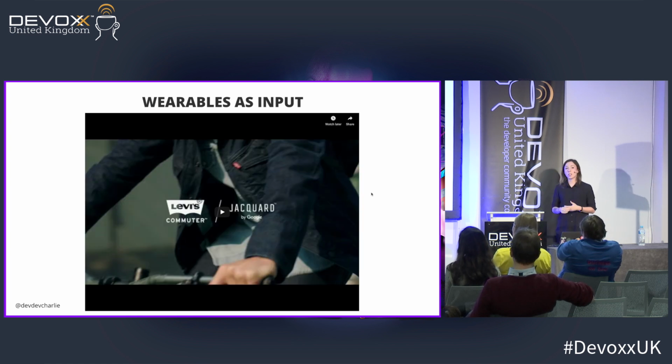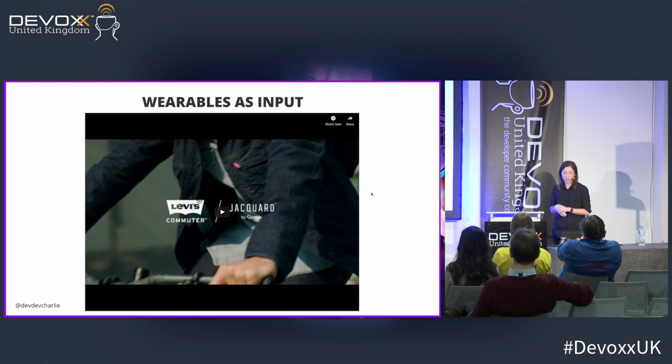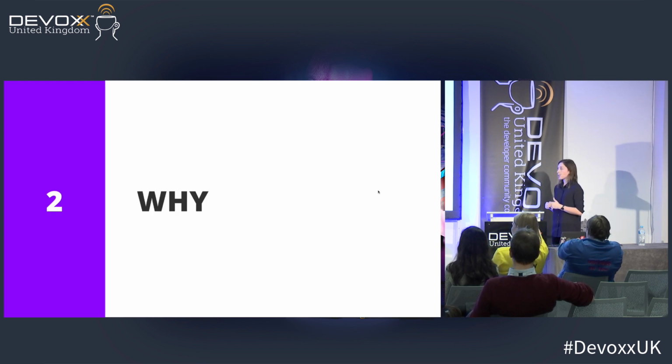So basically, you can see in this video that the jacket is the way to interact with the phone rather than the other way around. You can control things like hanging up a phone call, changing music, or getting your next direction. I'm talking about this one especially because it's been the main inspiration for what I've been working on and for this particular talk. So why am I talking about this?